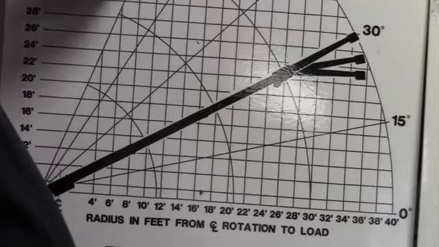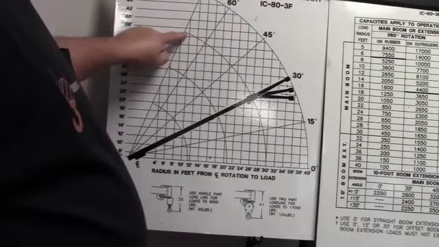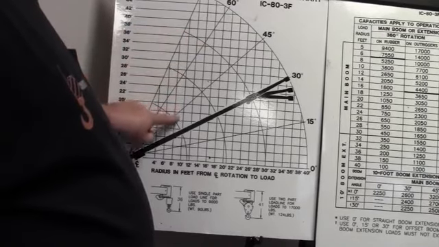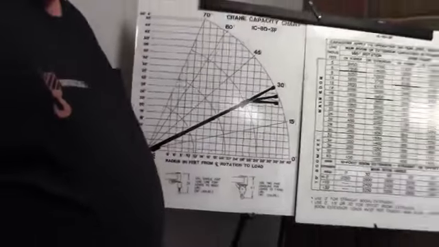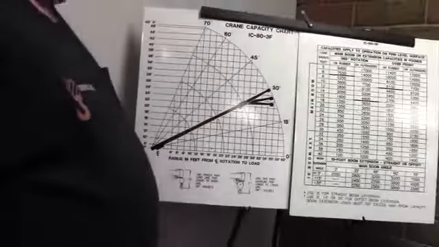If I was to raise the boom all the way to the 70-degree position, and I followed this particular point where the arc intersects 70 degrees, bring it straight down, I would be at about a 9-foot radius. And so the shorter the radius, the higher the capacity of the crane.